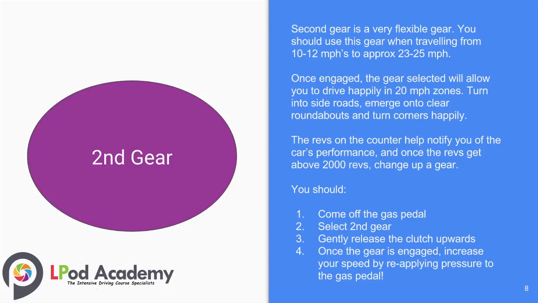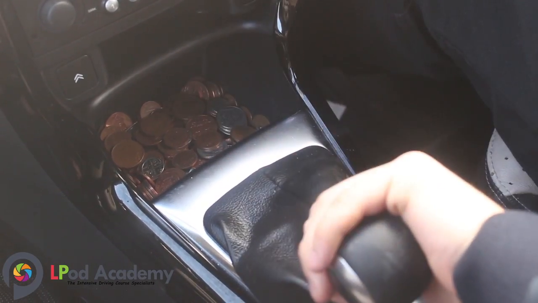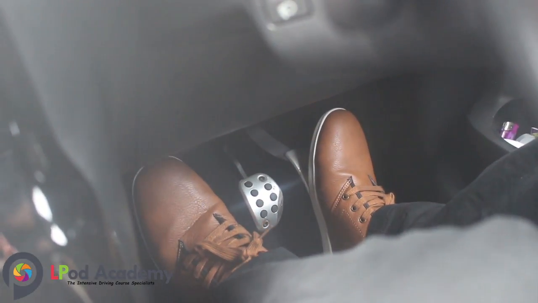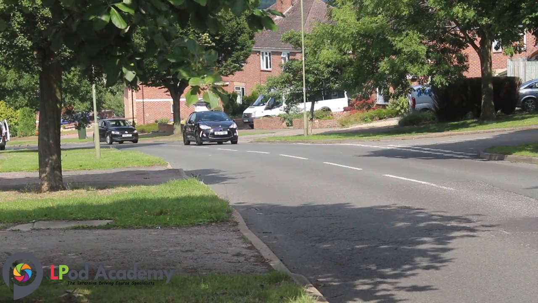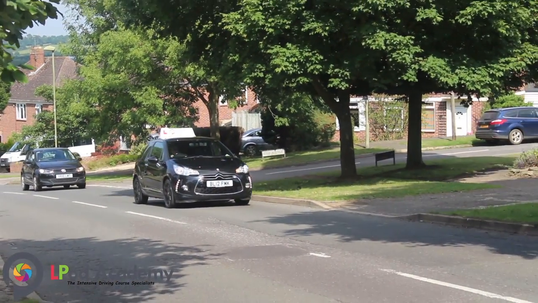When changing from first to second, you should come off the gas pedal, select second gear, then you will need to gently release the clutch upwards. Once the gear is engaged, you should increase your speed by reapplying pressure to the gas pedal.